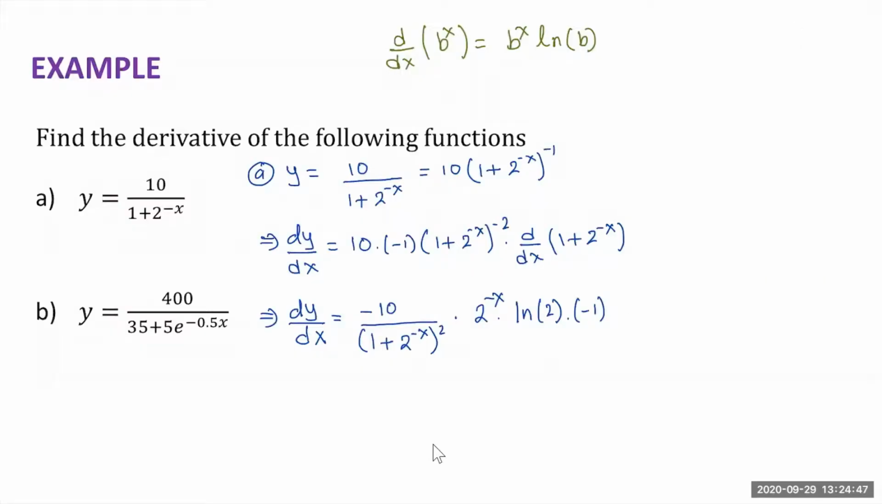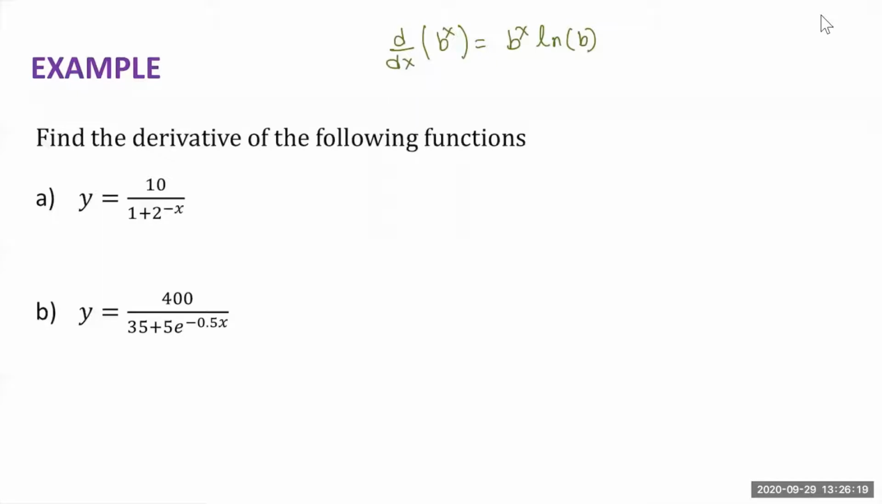In the next step, dy over dx is equal to, if you look at the numerator, you have a negative 1 and here is a negative 10. So negative 1 multiplied by negative 10 is positive 10. And here is the natural log 2, multiplied by 2 to the negative x, divided by, in the denominator, 1 plus 2 to the negative x squared. I just kept that 2 to the negative x in the numerator. Then negative 10 multiplied by negative 1 is positive 10, then we have a log 2, and in the denominator I have that quantity. So this is the derivative of the function y equal to 10 over 1 plus 2 to the negative x.